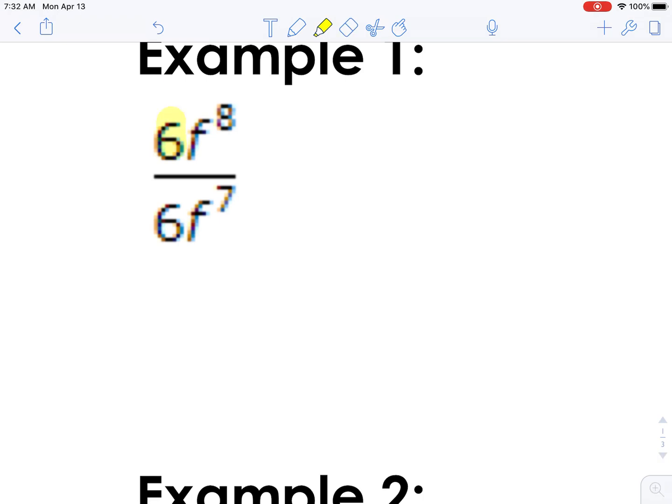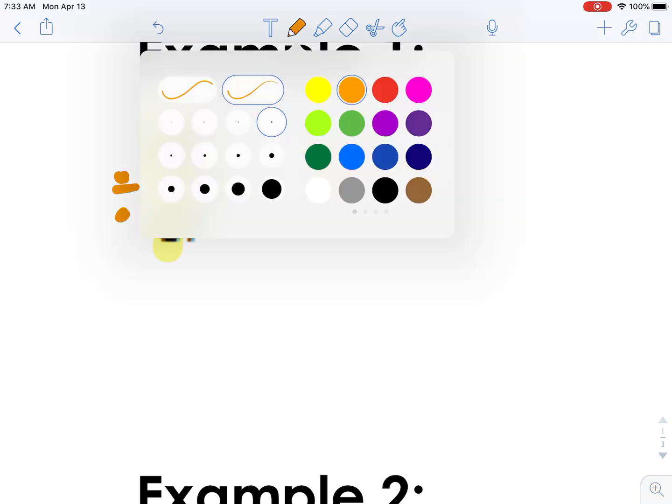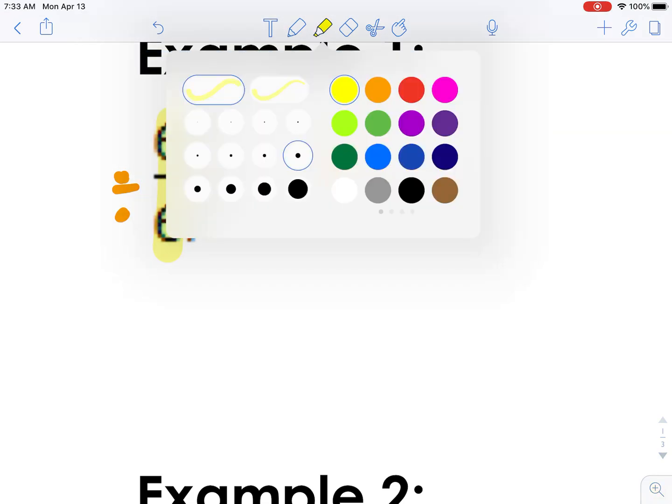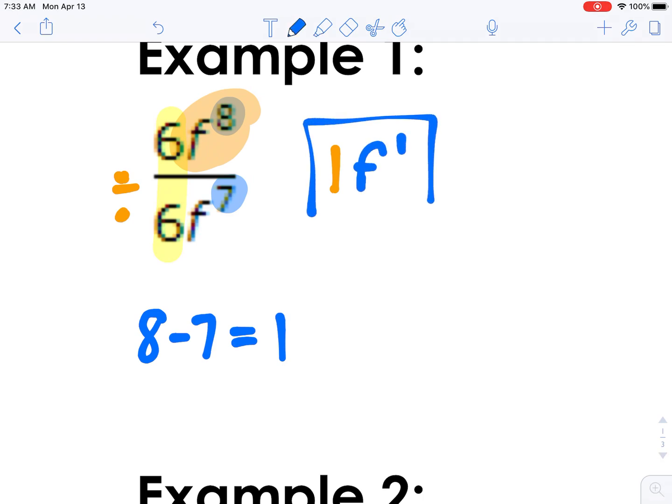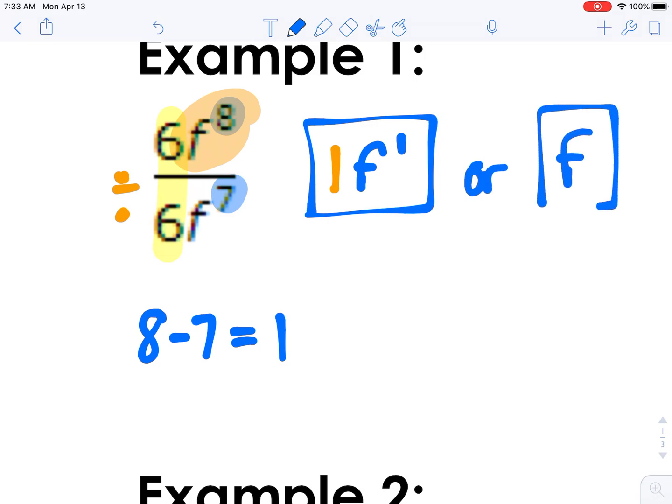First, what's 6 divided by 6? Remember, you divide your numbers. 6 divided by 6 is 1. Well, what do you do with your exponents? With your exponents, you subtract. And I always do bigger minus smaller. 8 minus 7 is 1, but where is the bigger exponent? That's in the top. So we have f to the first on the top. You don't have to write the 1 in front, and you don't have to write the 1 exponent. You could just write f.